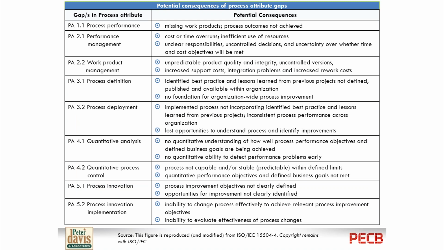So you can see at level 1, if we don't do that, we have missing work products and process outcomes are not achieved. So that's pretty serious. That poses risk to the organization. It has great consequence. At level 2.1, we get cost or time overruns. We get unclear responsibilities, uncontrolled decisions. Continuing at level 2, we get unpredictable product quality and integrity. We get uncontrolled versions. We get increased support costs. Going into process definition, level 3, we get identified best practice and lessons learned are not defined.